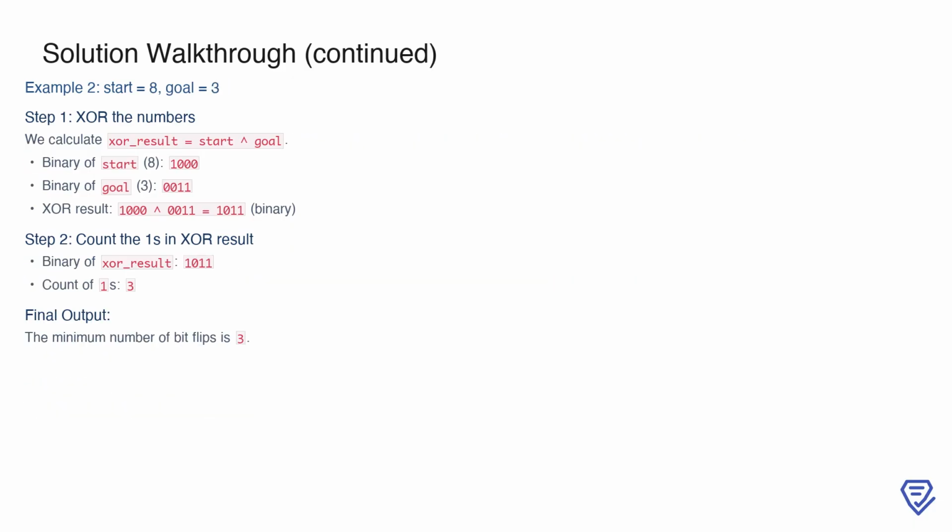Now let's look at another example where start is 8 and goal is 3. Again, we begin with the XOR operation.